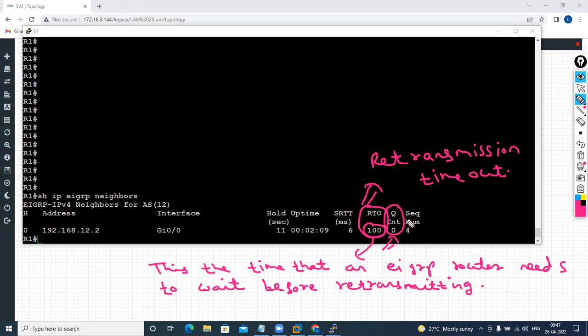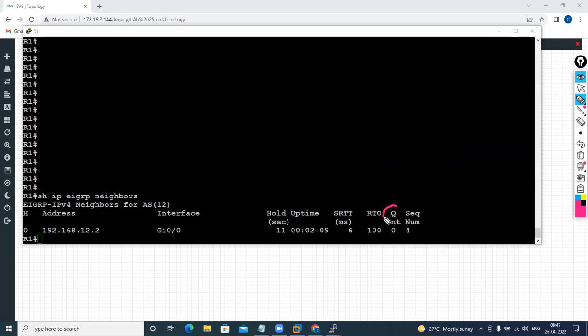This is your Q count. This field you need to see always 0. If you see any value here, it means there's a problem with your adjacency or there is a congestion in the network. This should always be 0. Let us consider we have a number 2. Then these packets need to be resent again. So this is the timer. Timeout means it should wait for 100 seconds before retransmitting these packets which are present in the queue count.